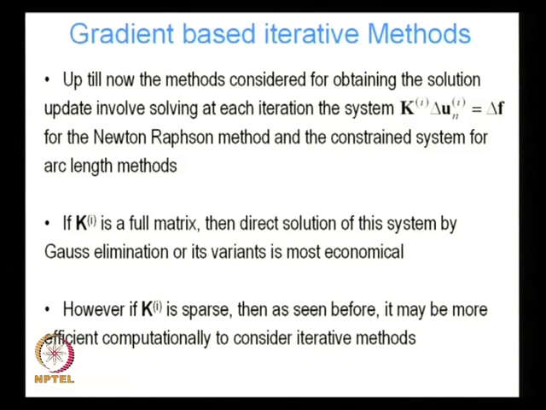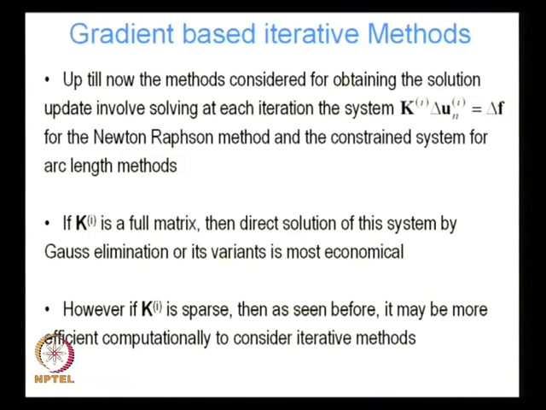Up till now, the methods we have considered for obtaining the solution update involve solving at each iteration the system Ki delta u n I equal to delta f for the Newton-Raphson method and the constraint system for the arc length method. If I use the Newton-Raphson method, I solve this system. If I use arc length methods, I solve the coupled system, the constraint system.